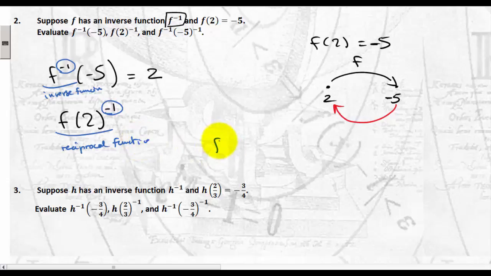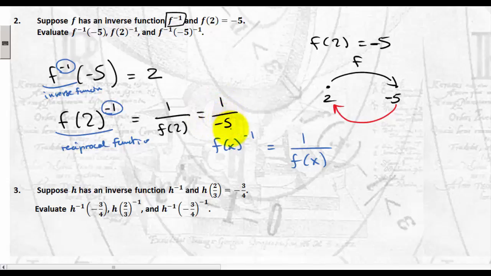The reciprocal function, f of x to the negative 1, is just 1 over f of x. It's a reciprocal of f of x, okay? So this is just the reciprocal of, this is 1 over f of 2. So it is 1 over negative 5, all right? So done with this, done with this.